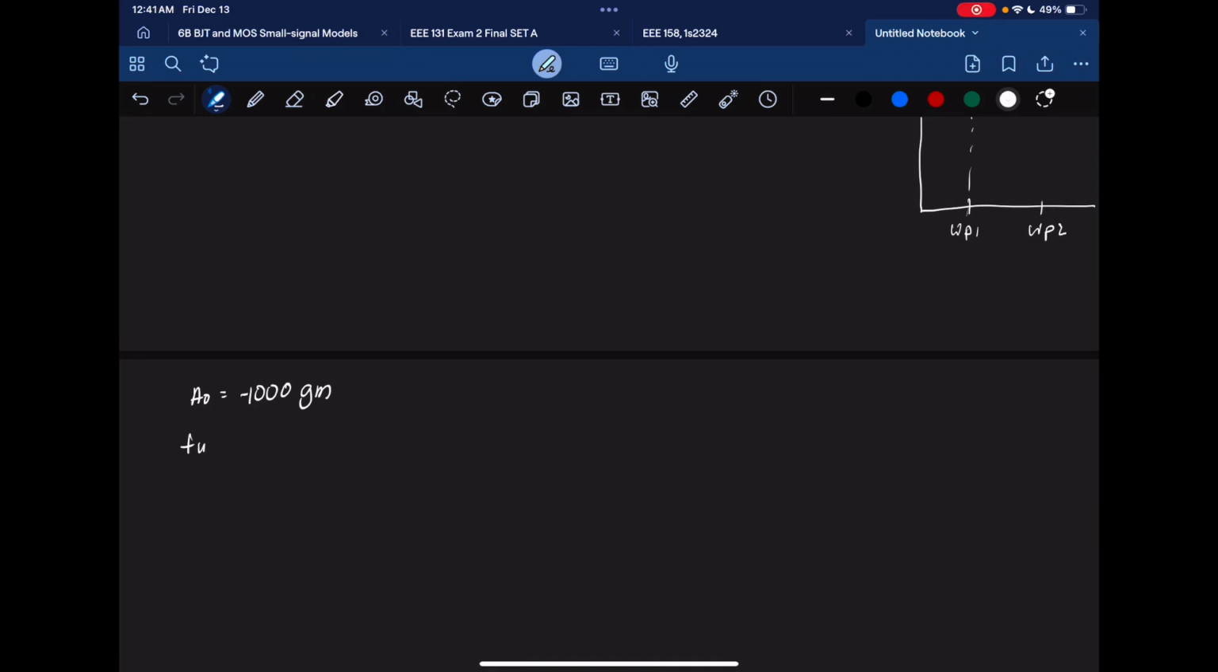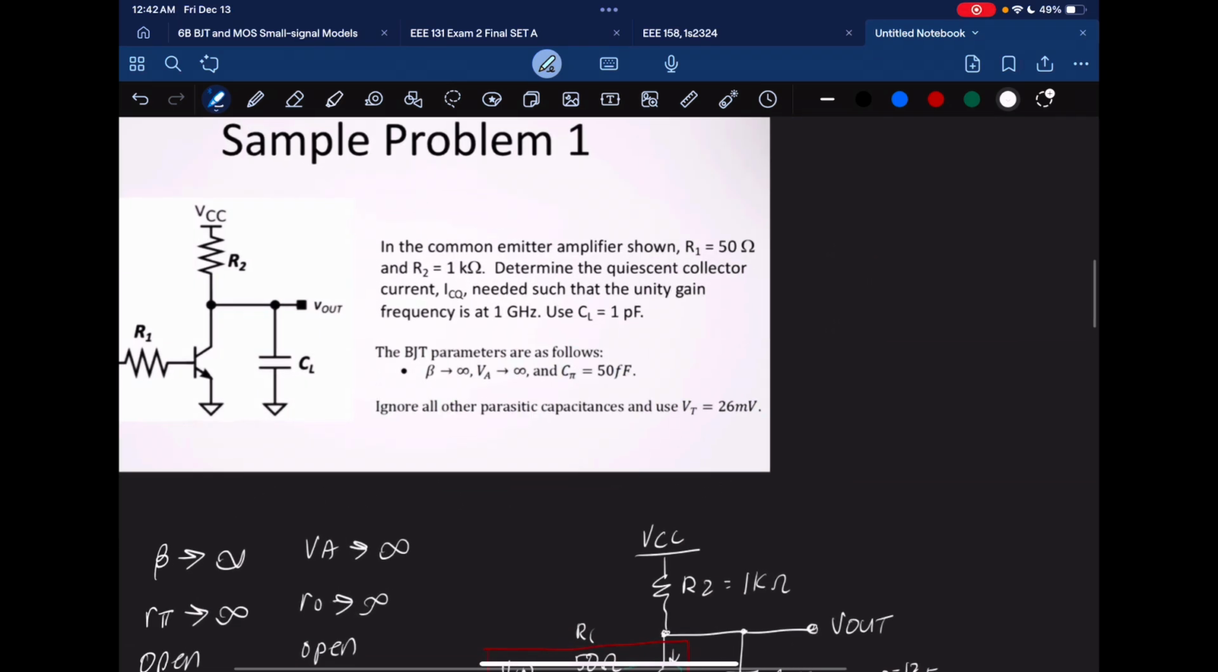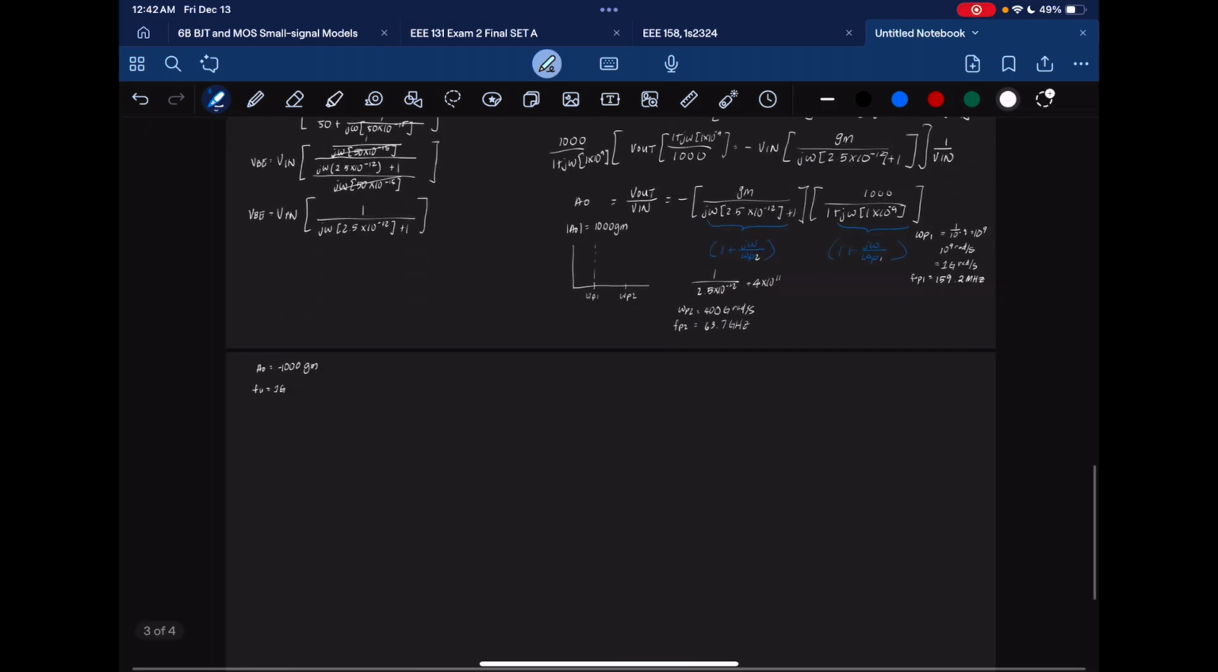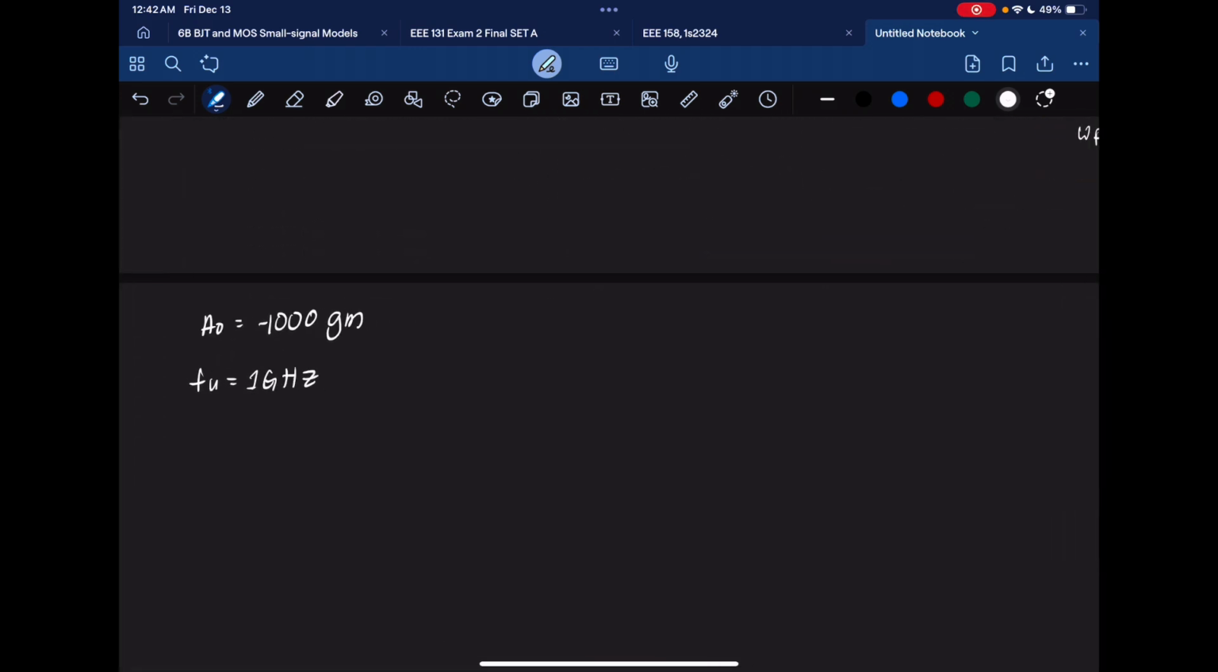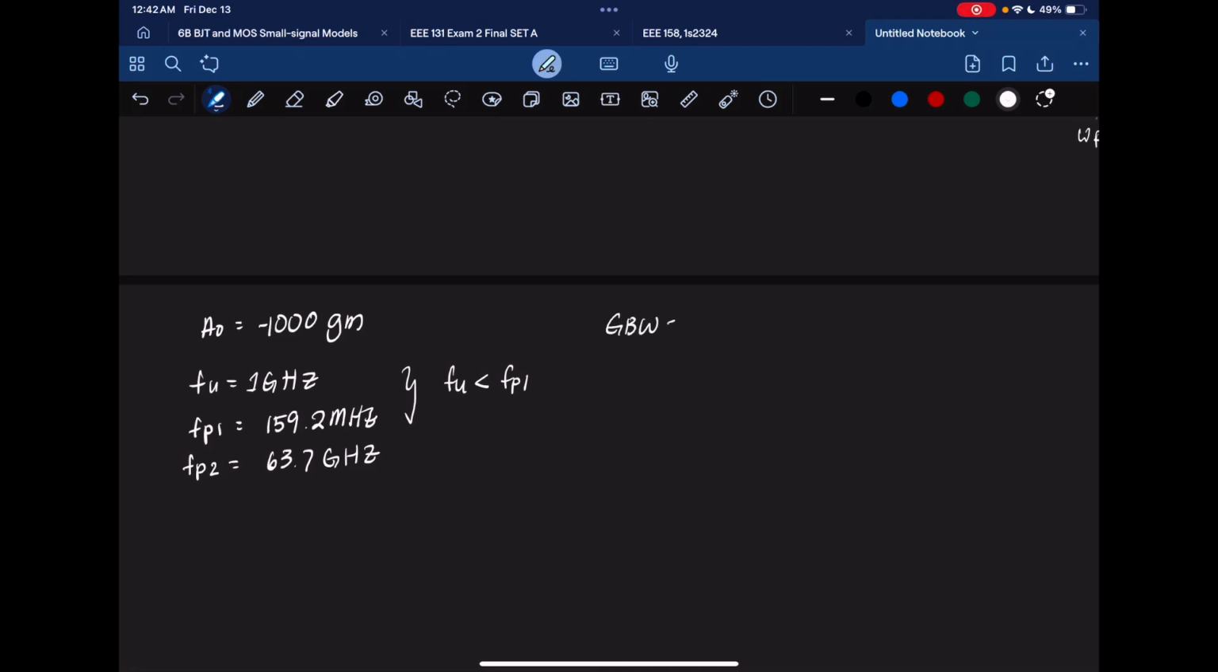Alright, F unity is 1 gigahertz. And that's a frequency, so we're going to compute in frequency. If it was given in omega, W, that's rad per second, so you would use WP1 and WP2. But FP1, we know, is 159.2 megahertz, and FP2 is 63.7 gigahertz. First note, F unity is smaller than FP1. That's important to know for the GBW, which is the gain bandwidth product.